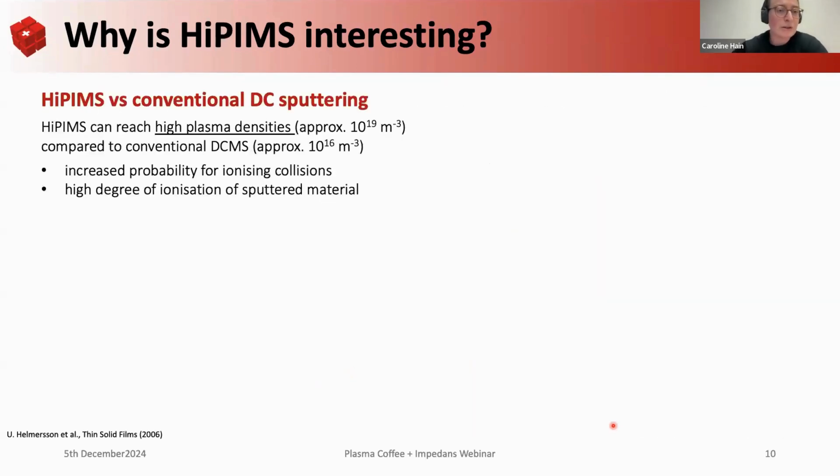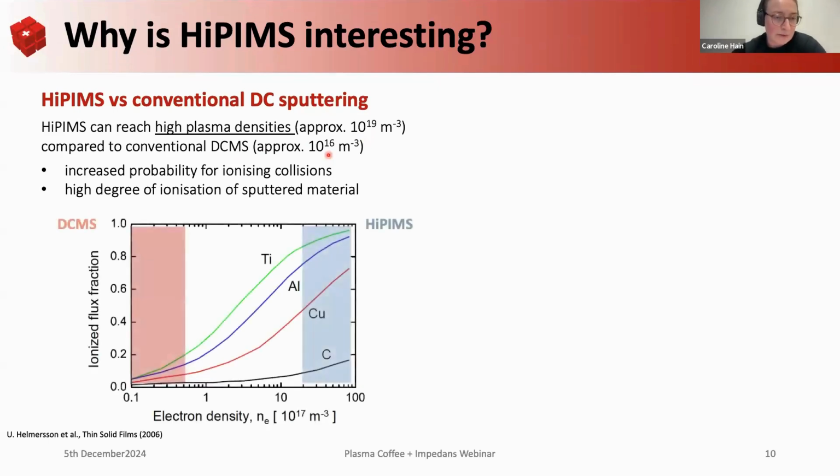So if we compare these two, then with high PIMs, we can reach high plasma densities. So here we have 10 to the 19th per cubic meter, whereas compared to DCMS, it's 10 to the 16th. Right, so we have an increased probability of ionizing collisions, a higher degree of ionization of our sputtered material.